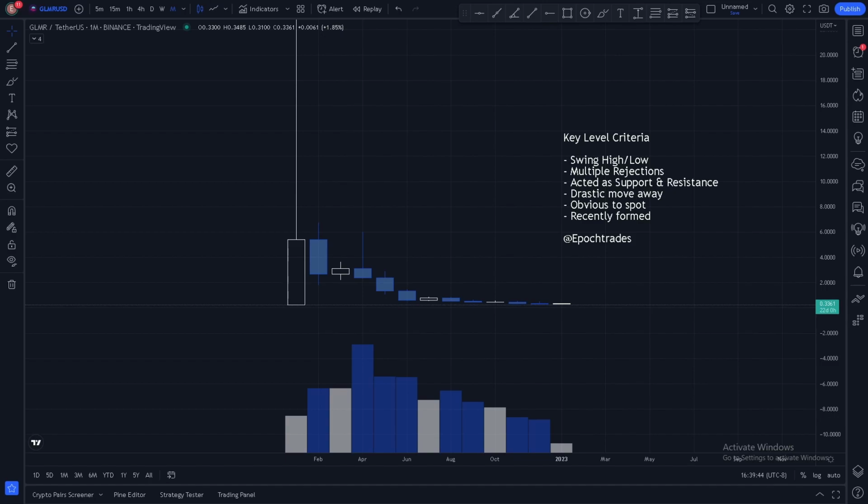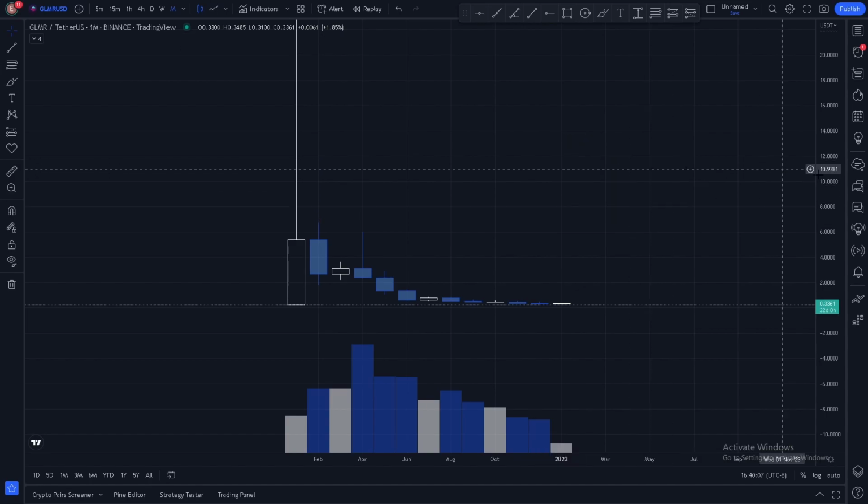Today we're going to be covering key levels on the monthly and weekly time frame for GLMR. So, as always, our key level criteria: we look for swing highs and swing lows, multiple rejections, acted as support and resistance, drastic moves away, obvious to spot, and recently formed. So, let's go ahead and hop right in.